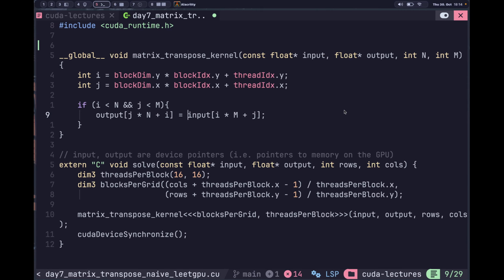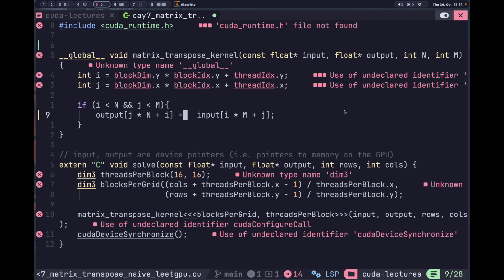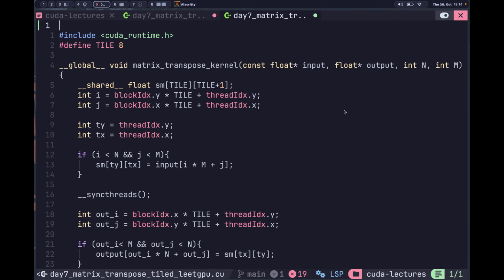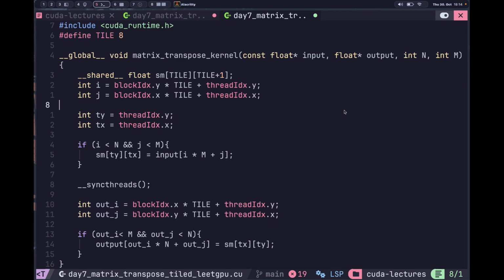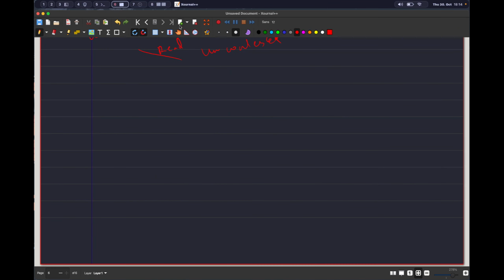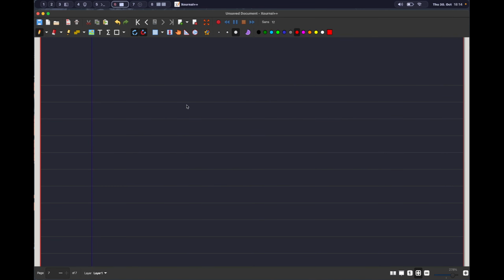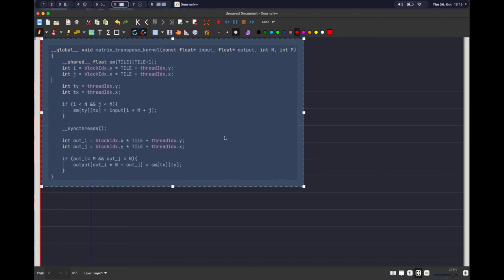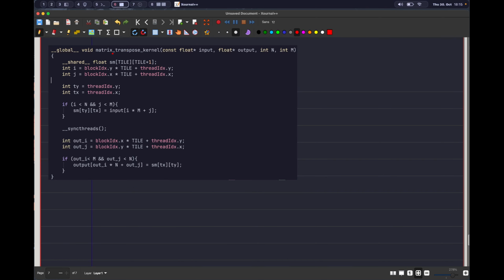So I have written another kernel as well. Let's open that. Instead of not using shared memory as in the naive one, we are taking advantage of the capabilities of shared memory with a particular tile size. You will observe that we have added one here to avoid bank conflicts, right?